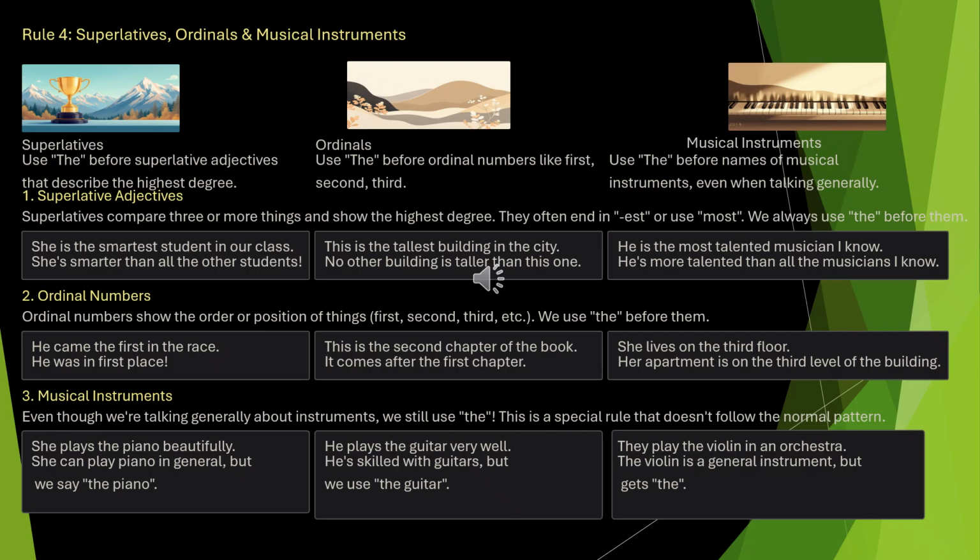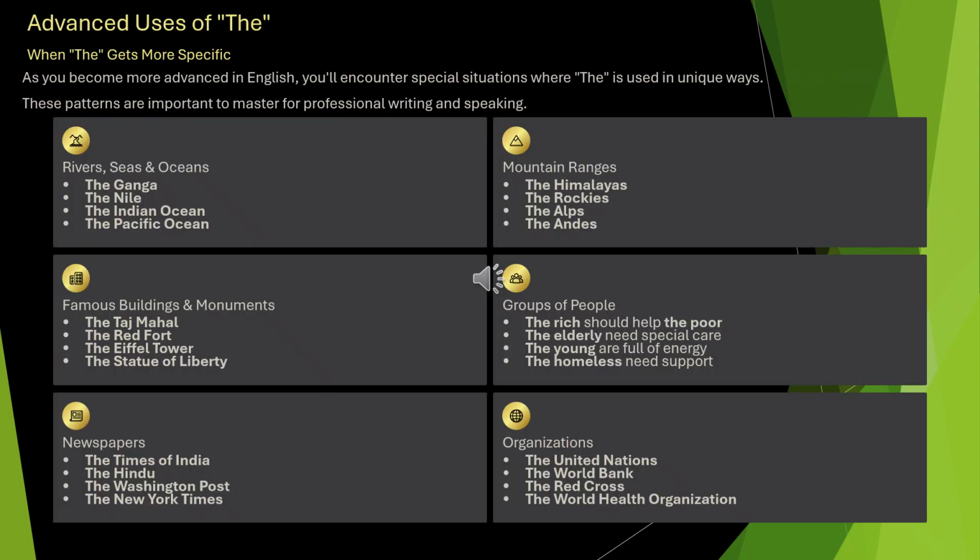They play the violin in an orchestra. The violin is a general instrument but gets the. As you become more advanced in English, you will encounter special situations where the is used in unique ways. These patterns are important to master for professional writing and speaking.